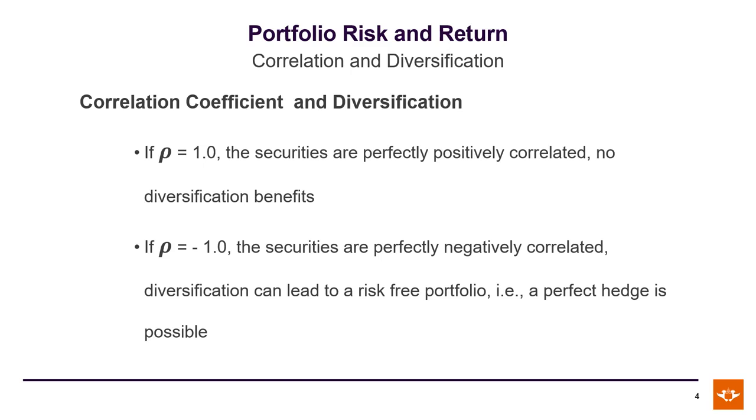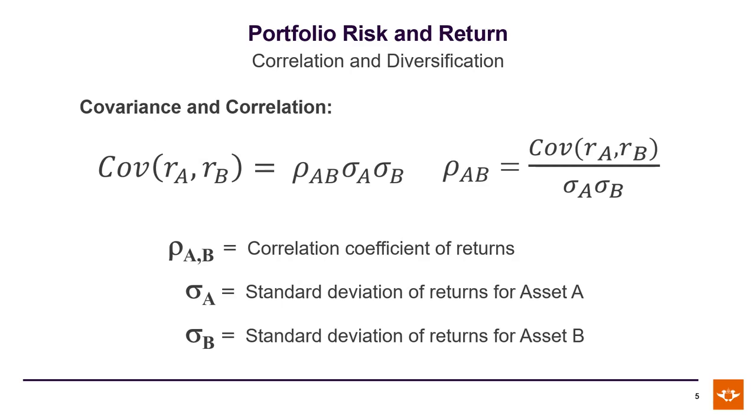A correlation coefficient value of between -1 and +1 means that diversification benefits are always possible, although the closer you get to -1, the better they are. Correlation and covariance are related to each other. If you take a look at the formula, you can calculate the covariance as long as you have the correlation and the standard deviations of your different assets, and vice versa.